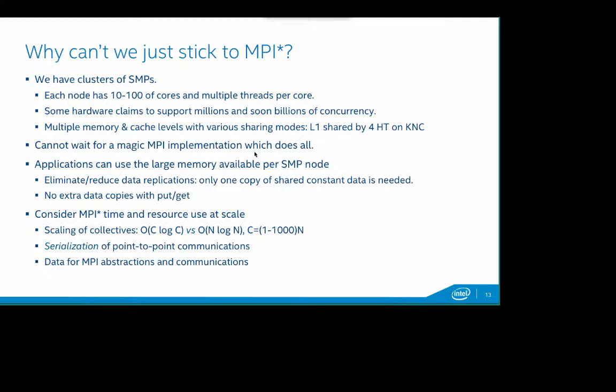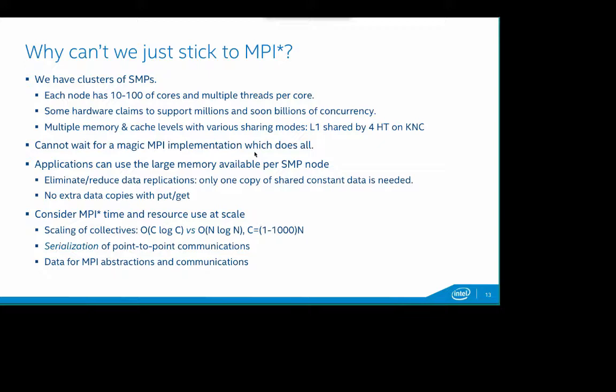But we now have clusters of SMP. So it's a very new architecture that didn't exist when MPI was first standardized. And we know that there are more nodes, more cores in a node, and more sockets in a node. How do you do that? If you see some exascale report, they are talking about billions of concurrency, right? So it's an absolutely different situation here.